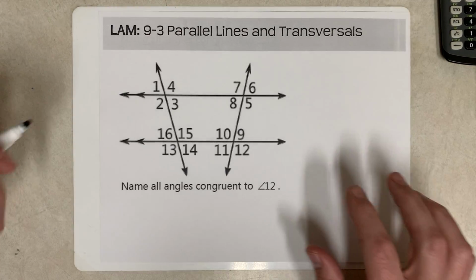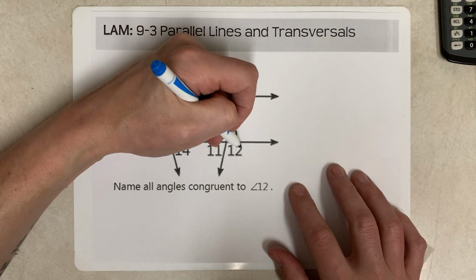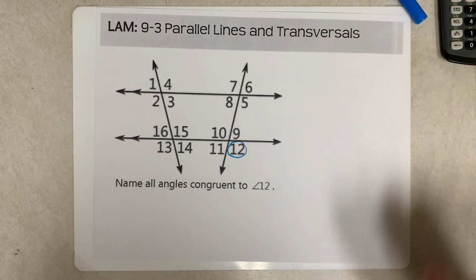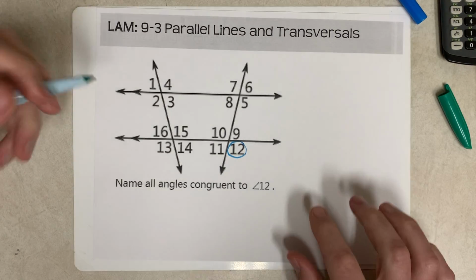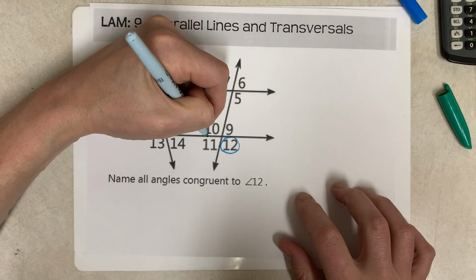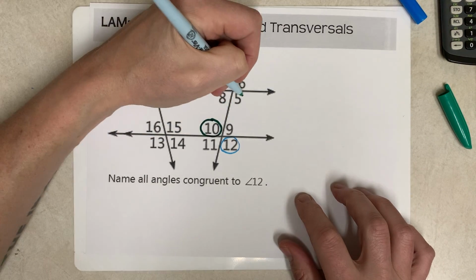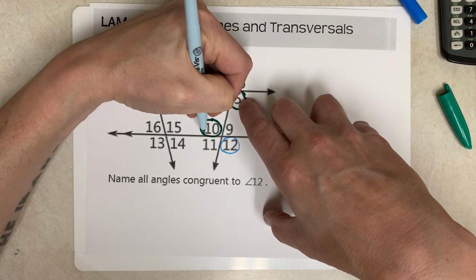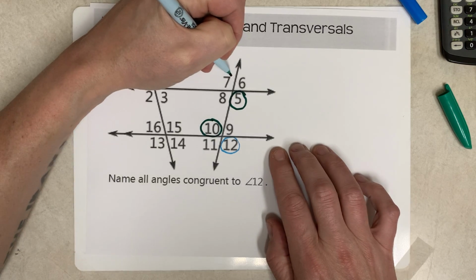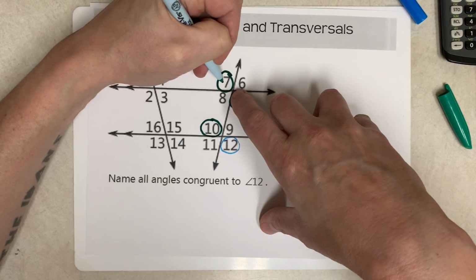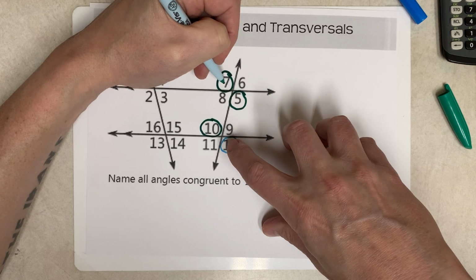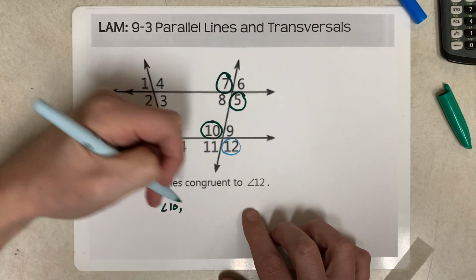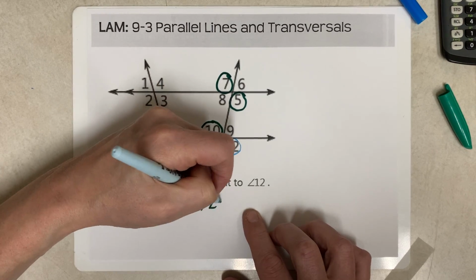All right, name all angles congruent to 12. I'm going to circle them. So here's 12, and I'm going to circle all of the angles congruent to 12. First of all, I know that 10 is, because that's a vertical pair. I know that 5 is, because these are corresponding, and these are alternate interior, and those are congruent. I know that 7 is congruent, because these two make a vertical pair, and these are alternate exterior. So all the angles congruent to 12 are angle 10, angle 5, and angle 7.